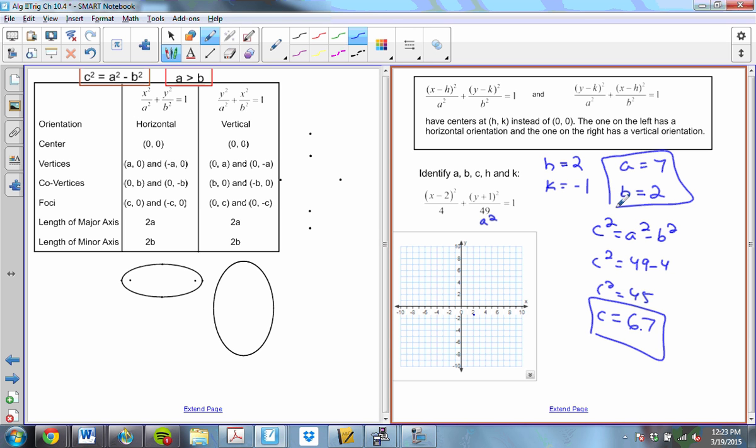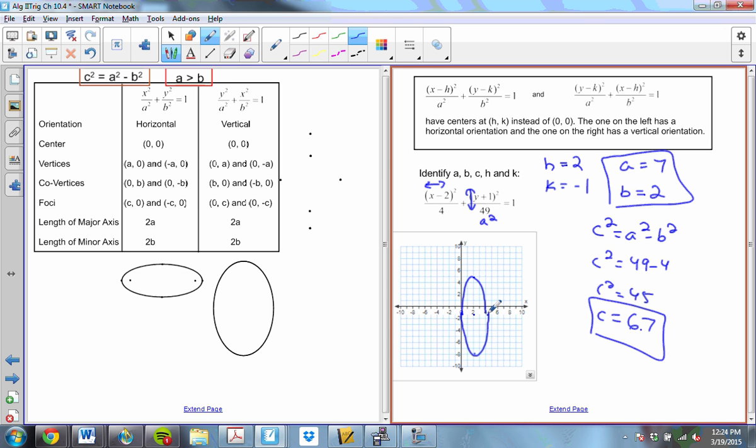My a value of 7 means from the center, I'm going to go up 7 units and go down 7 units. 1, 2, 3, 4, 5, 6, 7. Because this came underneath the y variable, well, y is the up and down variable, so a tells me how far up and down to go. Likewise, my b value in this case, not in every case, but here, tells me how far left and right to go. From the center, I'll go left 2 and right 2. Then I try my darndest to draw a good ellipse. If I had a piece of paper, I'd be kind of spinning the paper a little bit as I go. But that's the best ellipse I can draw in this case.